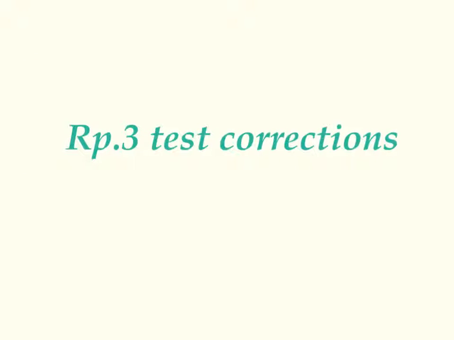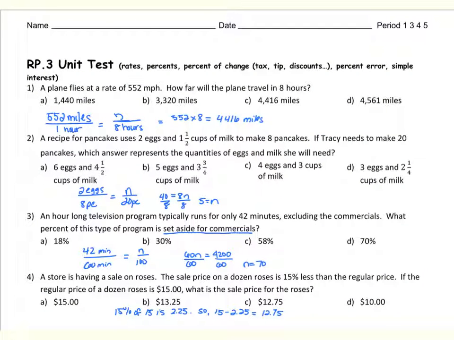This is going to be a quick video covering our test corrections over rp.3, which we just took last week. So here we have number 1, number 2, number 3. Number 1, you were given a rate. You just had to find that rate using your proportion setup. 552 times 8. They gave you 4,416 miles.